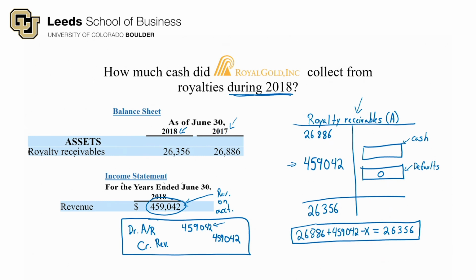And if you solve this problem, you'll get that the answer is 459,572. So that is a problem where we solve for the amount of cash a company received. And what we needed to solve it was the receivables balance on the balance sheet and the revenue from the income statement.